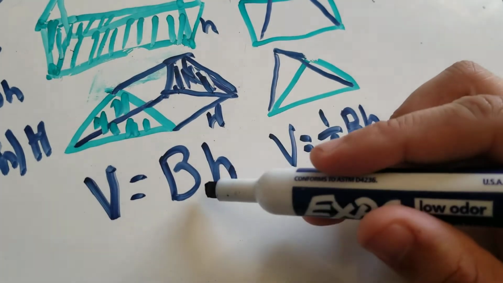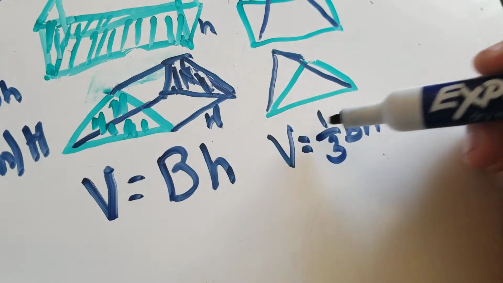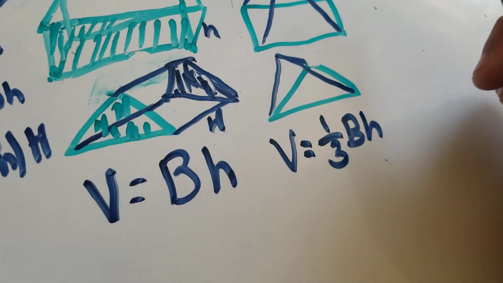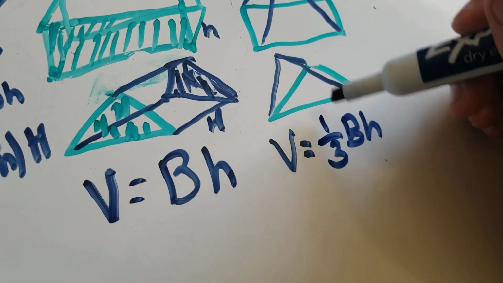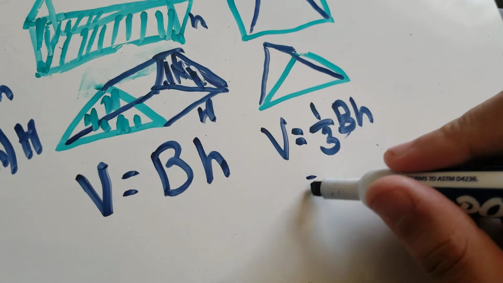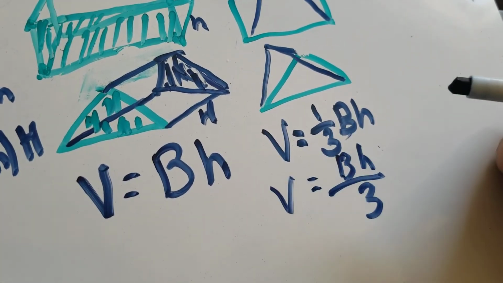So look here, volume is base times height. Volume for a prism is base times height. Volume for a pyramid is 1/3 base times height. So what does that mean? All you have to do is divide your answer by 3. You could also write it like capital BH divided by 3. That's also the same thing.